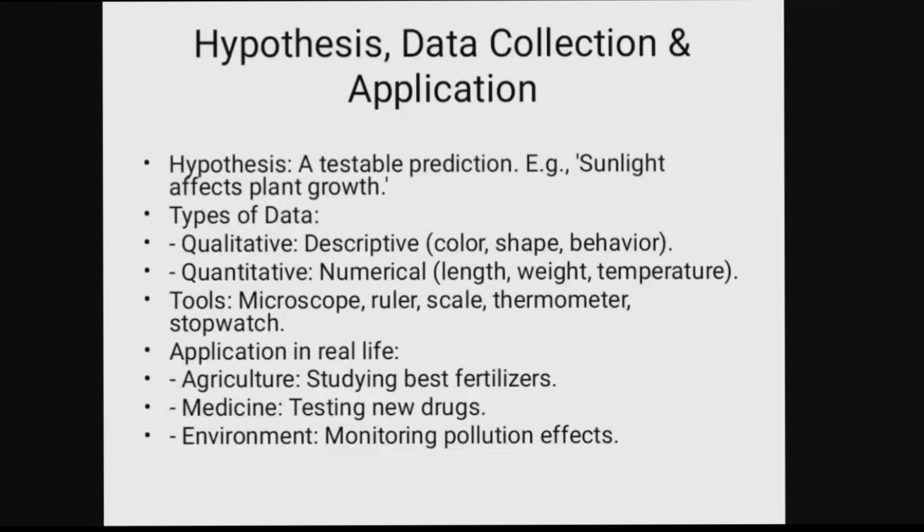There are two types of data. Number one, qualitative data. When you talk about qualitative, I'm talking about descriptive things you can see, things you can qualify with adjectives, something like color, shape, behavior. Now, okay, imagine that I do not pour water on my plant for 3 days, what will happen? Probably after 3 days, the plant will shrink and die. Now that is descriptive.